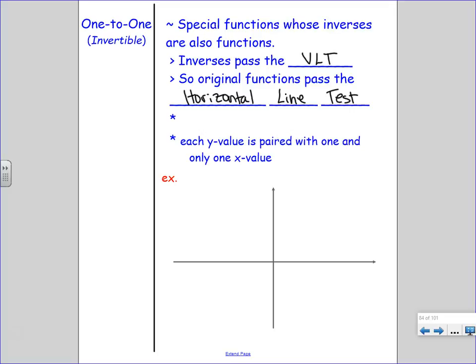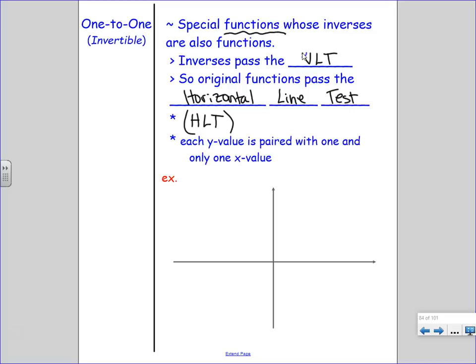It's an additional qualification. So remember, one-to-one functions are functions first, with the added characteristic of passing the horizontal line test, the HLT, just like we do with the vertical line test. And it works the exact same. Parabolas will always fail. Y equals X will pass. Each Y value is paired with one and only one X value, so that when we switch it, it's still okay. So what would be an example of something that does pass the horizontal line test?